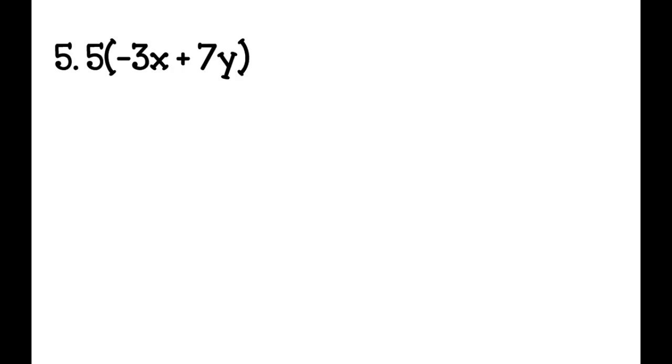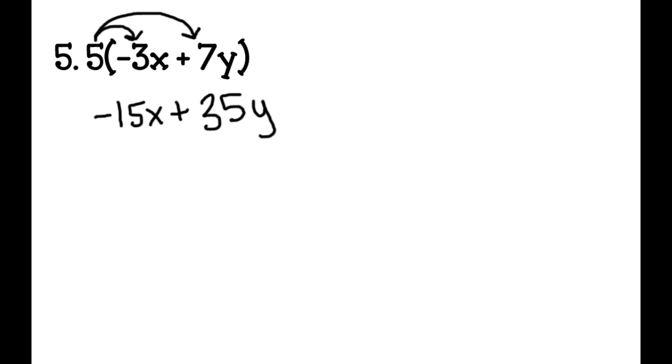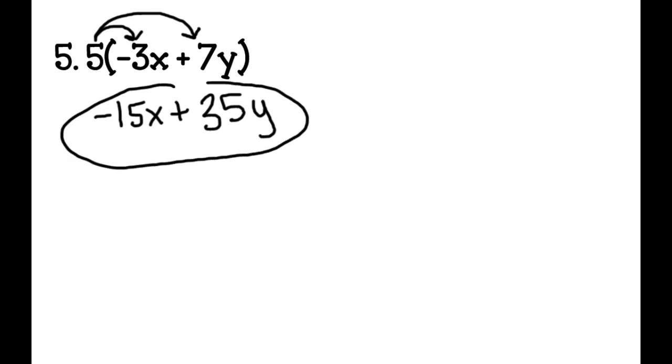Number 5, I'm going to distribute that 5 to everything inside. So I take 5 times -3x, and that is -15x, plus 5 times 7y. 5 times 7 is 35, so it's 35y. And x and y cannot be combined because they don't have the same variable. We'll go over that in more detail. I think it's tomorrow, actually. But until then, for now, you just need to know that if they don't have the same variable, they cannot be added together. So we just circle it, and that's our answer.